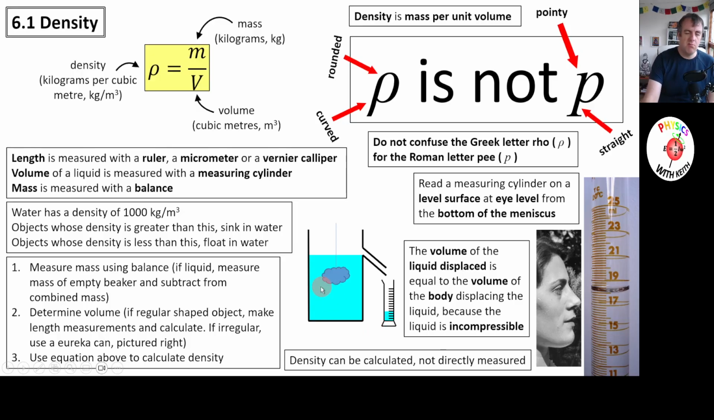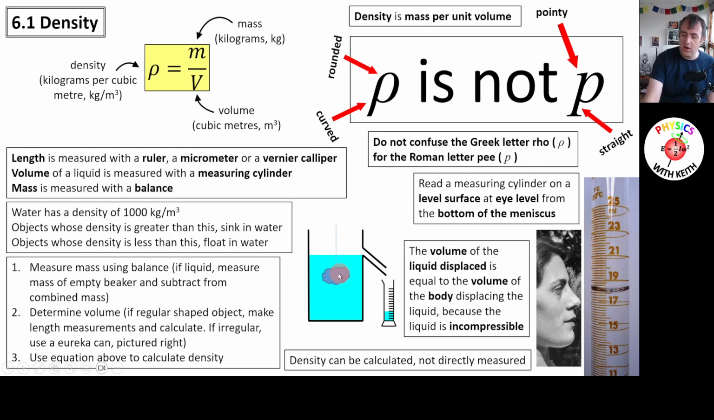The water is pretty much incompressible. So because the liquid, the water, is incompressible, the object itself isn't going to squash the liquid down. It's going to push it out of the way, which means that the volume of water displaced, which pours into the measuring cylinder, will be equal to the volume of the object which has displaced it. Which is fine, you can use that to measure the volume of the object.